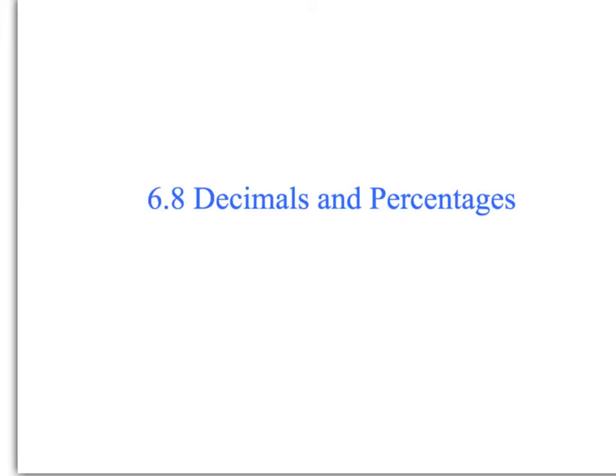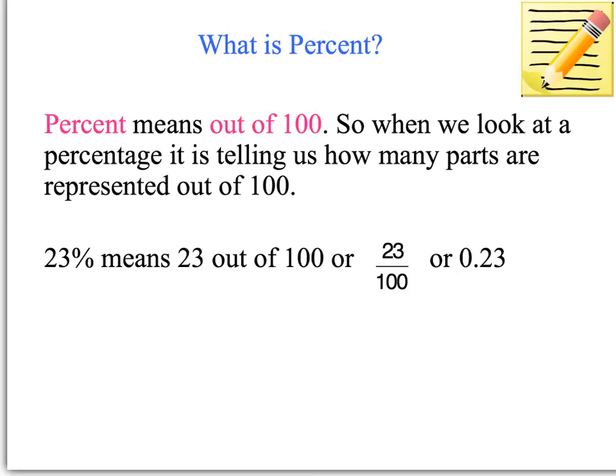The topic we're going to be looking at today is 6.8, decimals and percentages. First of all, we need to understand what percent means. The word percent means out of 100. So when we're looking at a percentage, it's telling us how many parts are represented out of 100. For example, 23% means 23 out of 100, or 23 over 100 as a fraction.